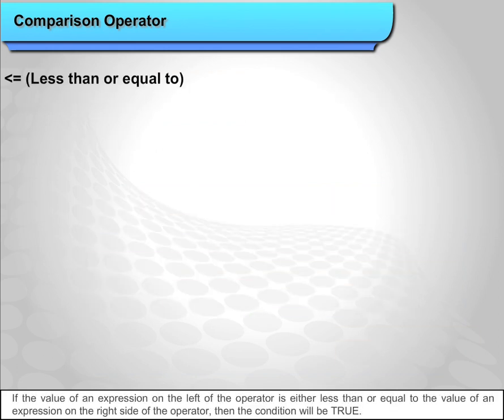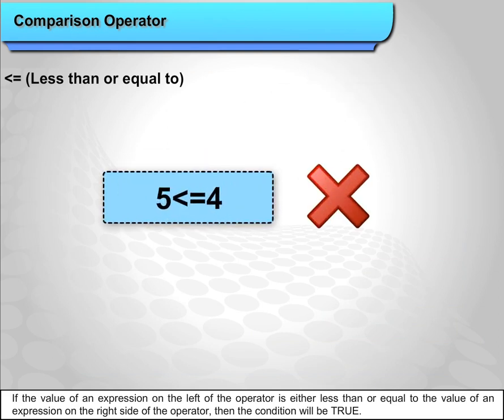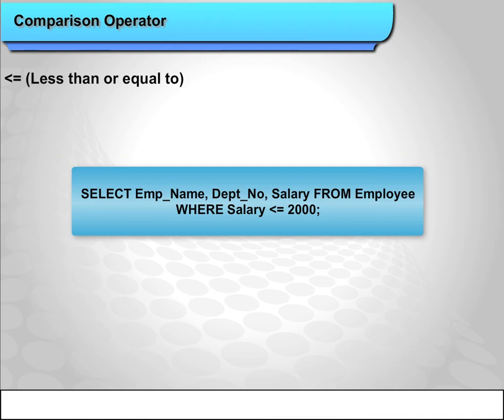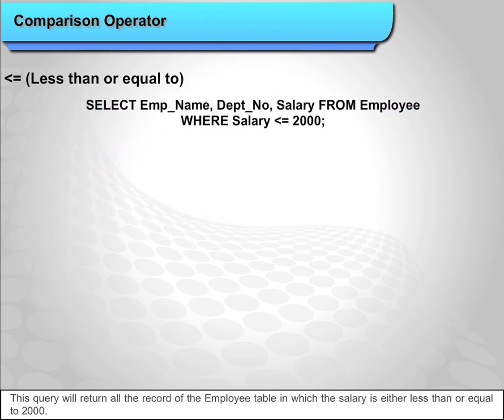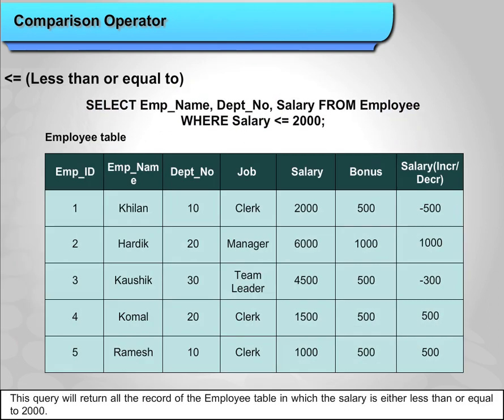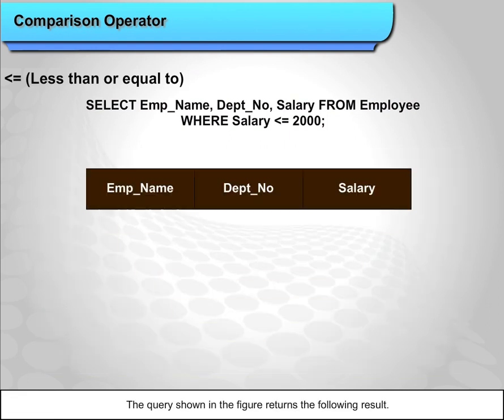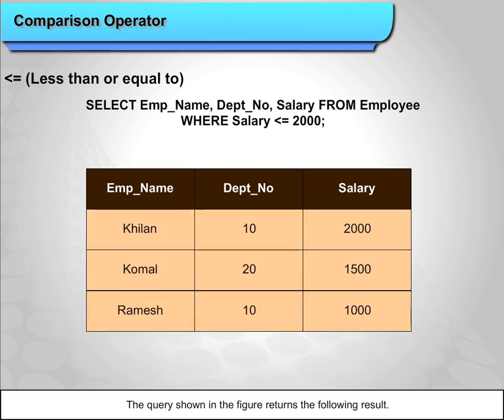Less than or equal to. If the value of an expression on the left of the operator is either less than or equal to the value of an expression on the right side of the operator, then the condition will be true. Select employee name, department number, salary from employee, where salary is less than or equal to 2000. This query will return all the records of the employee table in which the salary is either less than or equal to 2000. The query shown in the figure returns the following result.